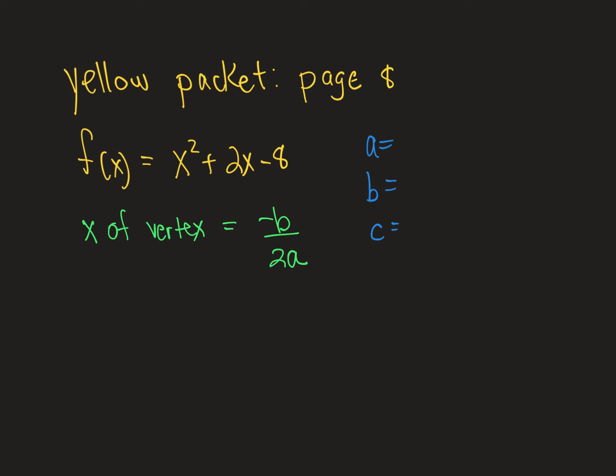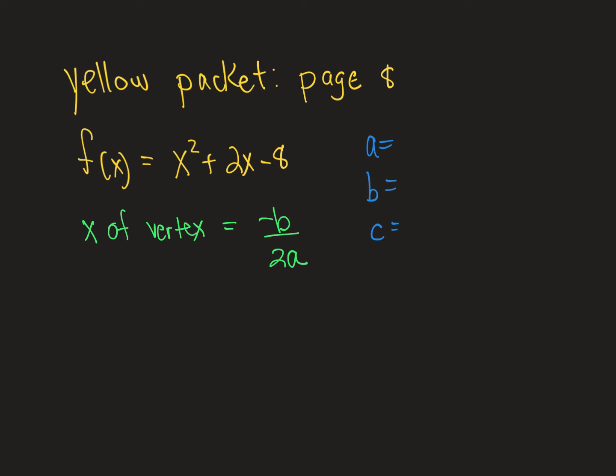So please, on your yellow packet, turn to page 8. And you can see that on page 8, we had x squared plus 2x minus 8 as the equation that was given to us. And we actually went through, we found the y-intercept, we know the shape of it is open up, we found the x-intercepts, we know the axis of symmetry, we know the vertex. So right now we're just trying to show you that we can use the formula and very quickly find the vertex without going through all of that other work.